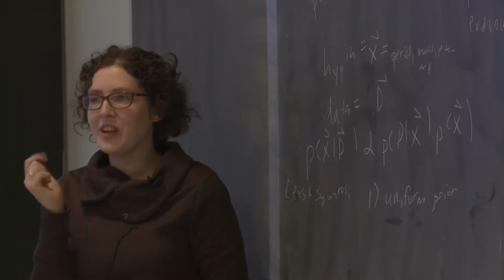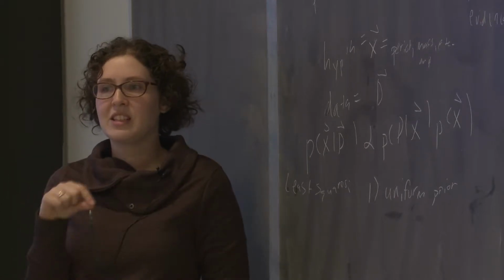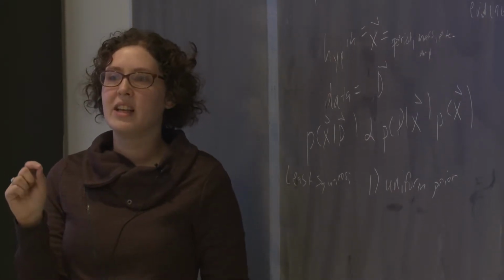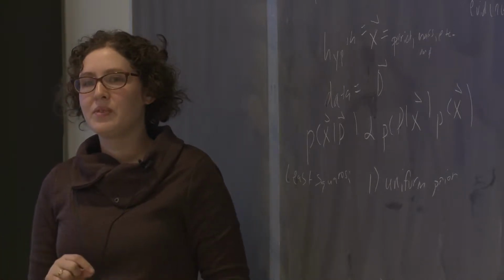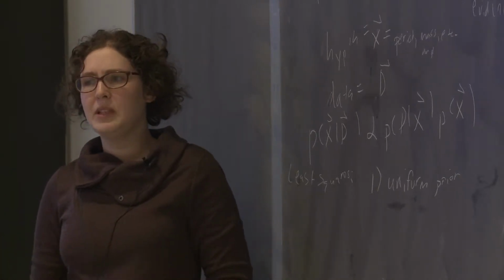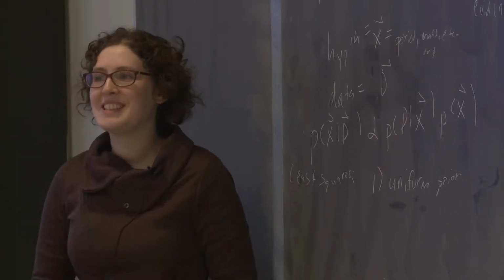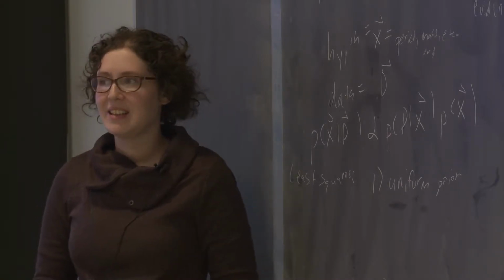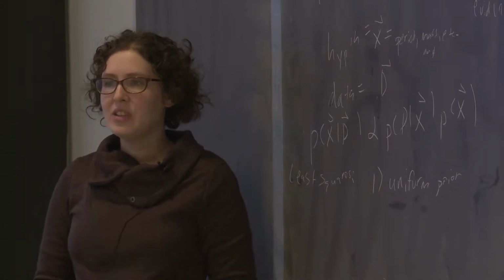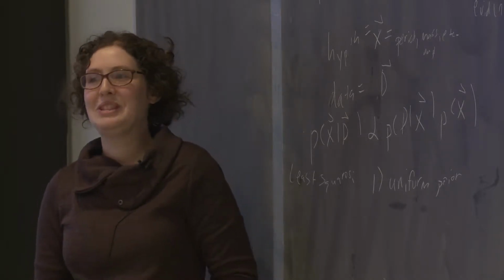So why don't I do a survey? The three options are, you think it's more likely that it's 0 to 10, you think it's more likely that it's 300 to 310, or you think it's equally likely. So who thinks it's more likely to be between 0 and 10? Okay, who thinks it's more likely to be between 300 and 310? And then who thinks it's equally likely? Okay, and some people didn't vote.